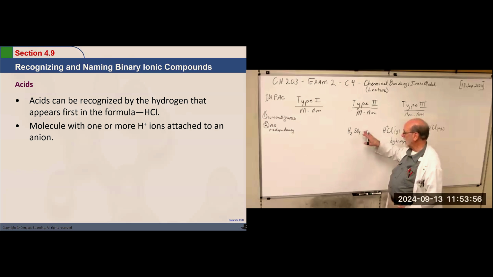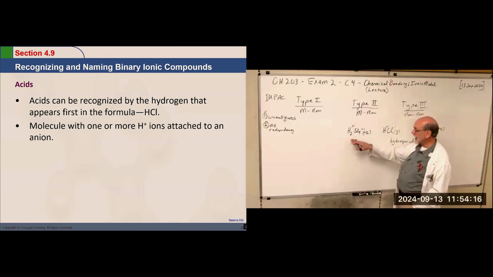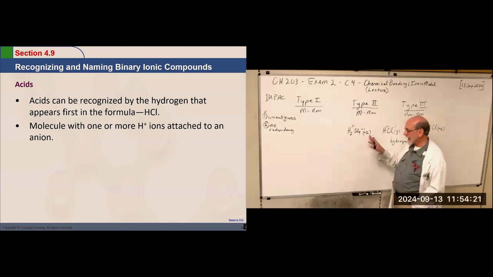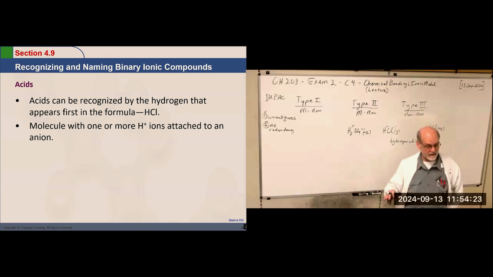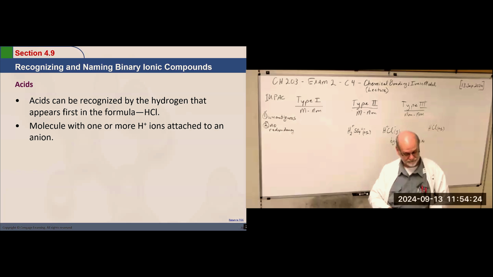So that's one clue. The other clue is it has to be an aqueous solution. Right? If it's not, we would say dihydrogen sulfate. But with an aqueous solution, we use the acid naming convention. So we look for the hydrogens first, and then is it in solution? Then we look for the presence or absence of oxygen in the molecule. Right? This one has no oxygen in it.